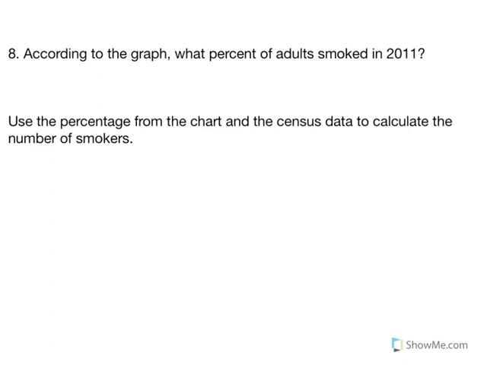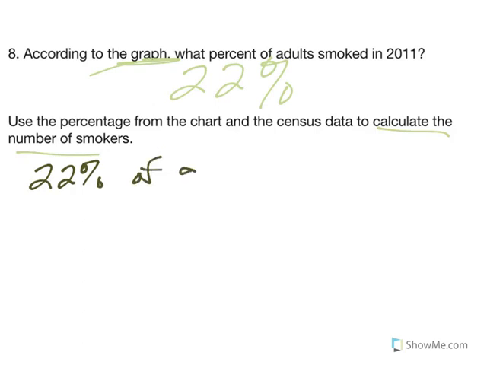According to the graph, what percent of adults smoked in 2011? Now this is the graph. So if you go back to page 223 at the top, look at the graph. 2011 estimates that 22% of adults smoked in 2011. So now, using the percentage from that chart and the census data, we can calculate the number of smokers because 22% of adults smoked, right? And the key thing here is of adults. Well, how many adults were there?